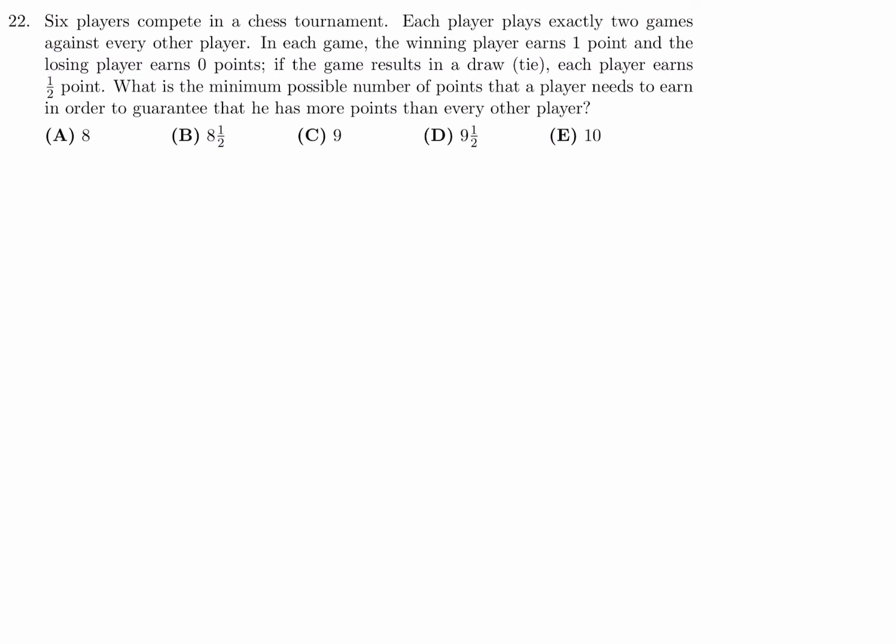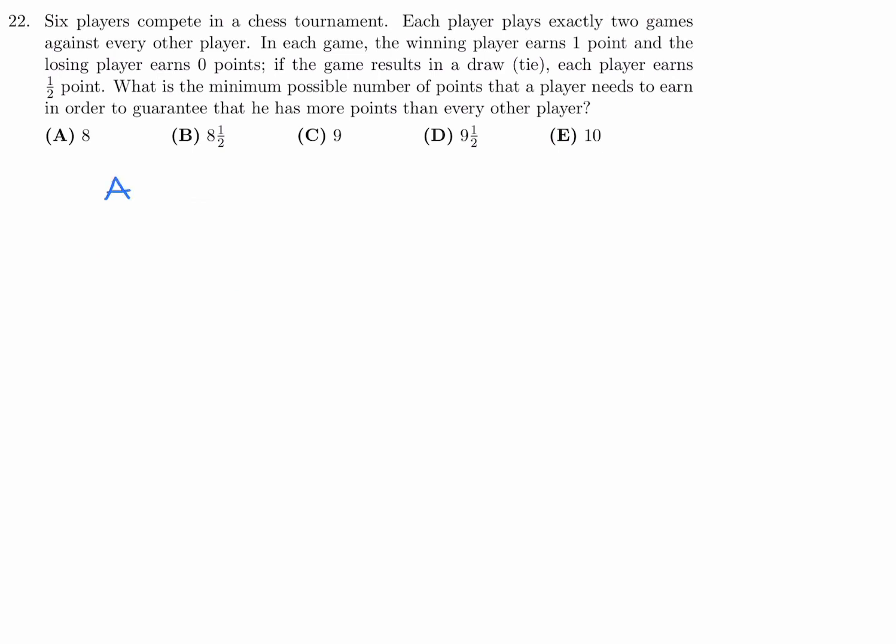Well, let's see here. Each player plays exactly 2 games against every other player. So there's 6 players, so each player, let's say A, B, C, D, E, and F represent the players. Each player is going to play the other 5 players twice, so each player plays 10 games, 10 games per player. So what we have to do is create some scenarios, see if, looking at the answer choices, which one of these work and which one of these don't. And I guess take it from there. So let's do that.